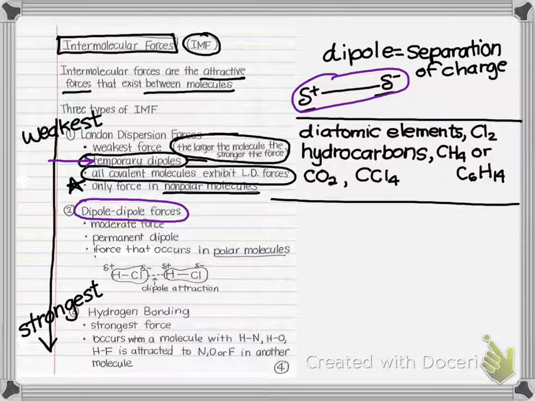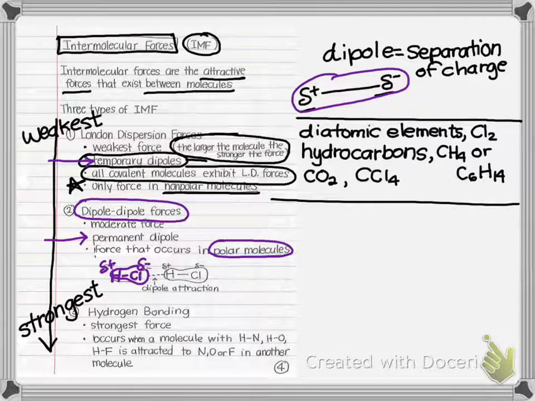But the dipole-dipole is a permanent dipole, which means it's always present. This occurs in polar molecules. Because if you recall from this diagram below, here's HCl. Chlorine has a higher electronegativity, so it pulls the electron cloud toward it, and it becomes negative. Hydrogen has a lower electronegativity, and it becomes positive. You can see I kind of tried to draw the electron cloud like that.